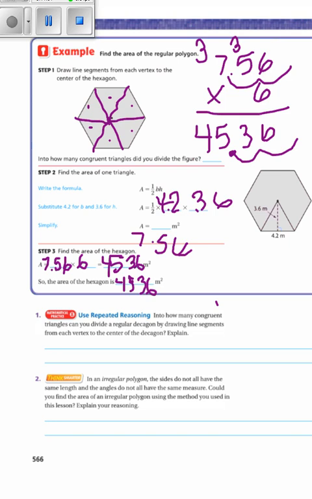So if we drew a shape with 10 sides on it, and then we bring lines in from each of the vertexes, there's going to be 10 total triangles. So we're going to go ahead and write that down here, 10.